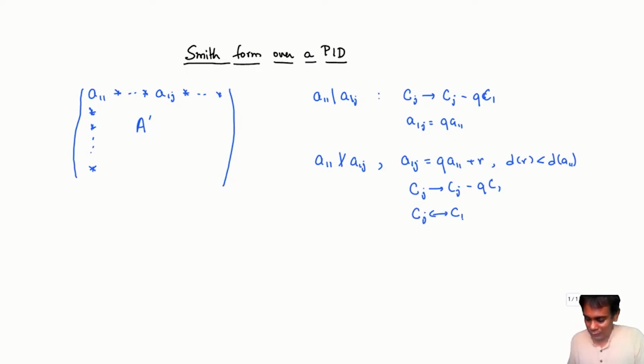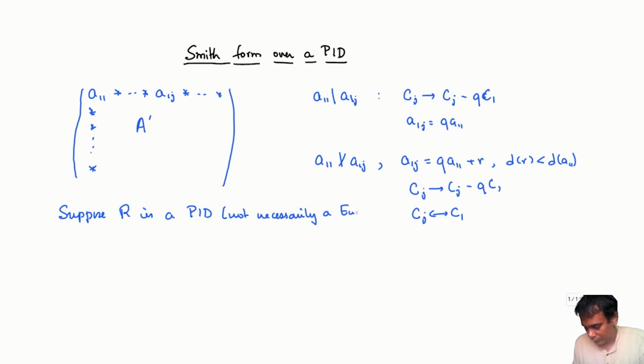So let me show you how to modify these steps when we don't have a Euclidean domain, and therefore we do not have the Euclidean division algorithm. So if A11 divides A1j, then all is well. We can just use this step to clear out A1j. But if A11 does not divide A1j, so suppose now R is a PID, not necessarily a Euclidean domain. Then what should I do?